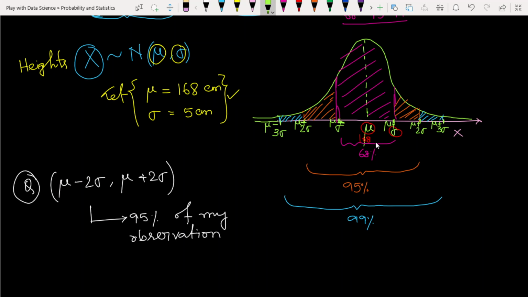This is 168 plus 5, which is 173. 173 plus 5 is 178. 178 plus 5 is 183. Now mu minus 5 means 168 minus 5, which is 163 centimeters. 163 minus 5 is 158 centimeters, and 158 minus 5 is 153 centimeters. That's the range.